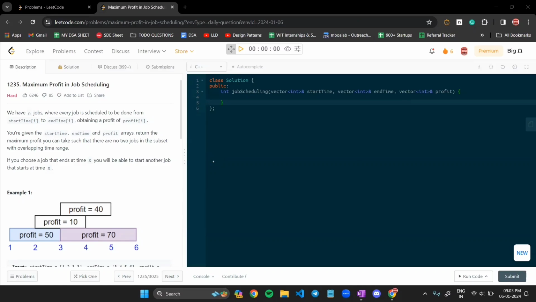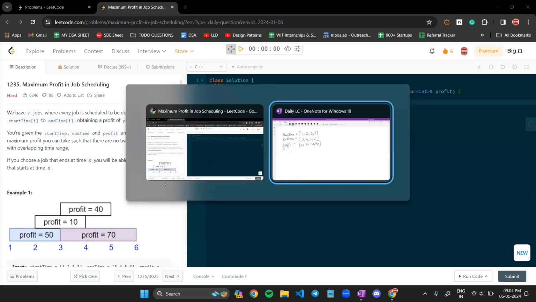Hey everyone, today we are going to solve the Daily LeetCode challenge of 6 January 2024 and the problem statement is maximum profit in job scheduling. So let's first understand the problem statement.